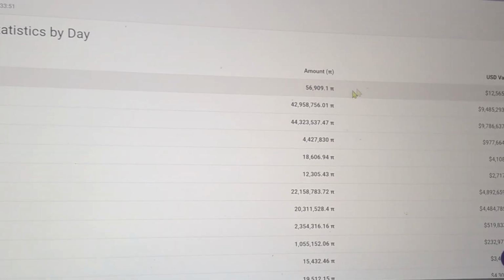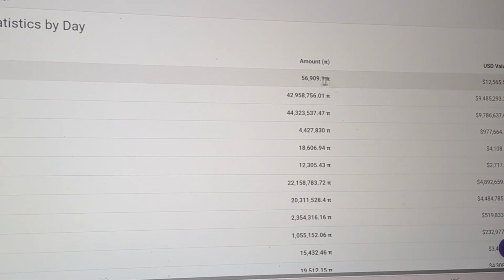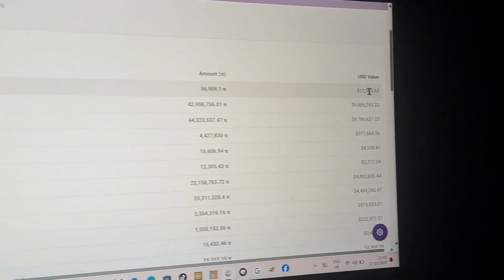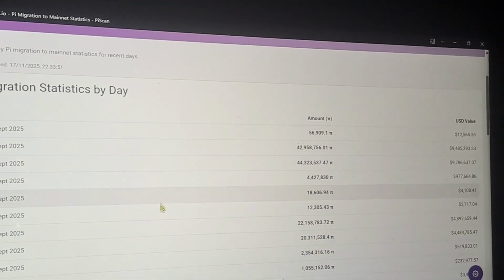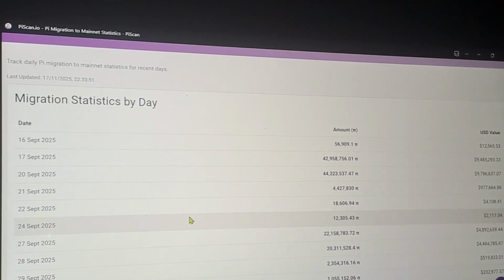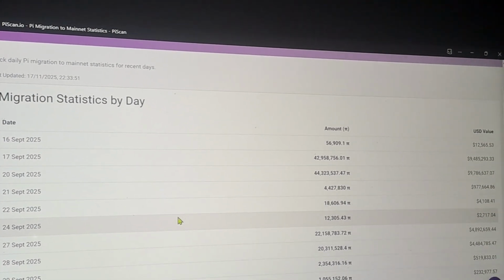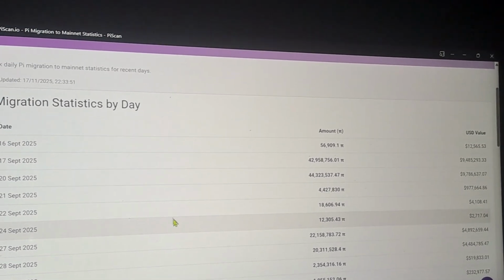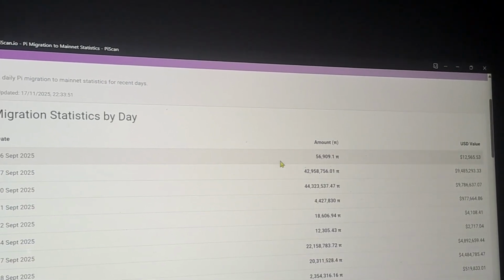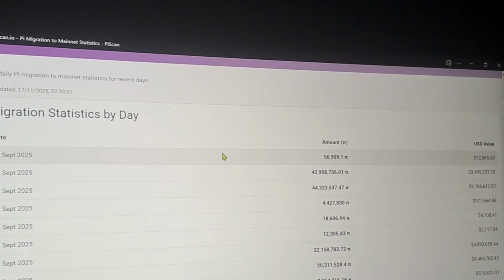So migration statistics by day, like today I've said it is 16th of September. The amount migrated, it is 56,000 Pi so far, and migrations are still happening. So the value is there. So you can come here and track the migrations that are happening day by day. No, this is not today. This is the date when that is first recorded here.